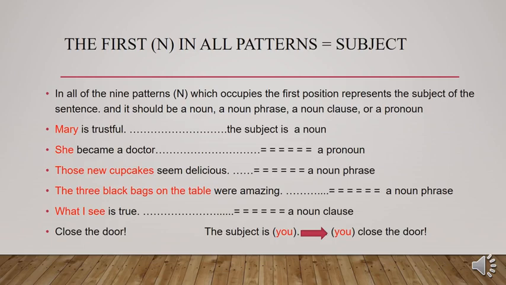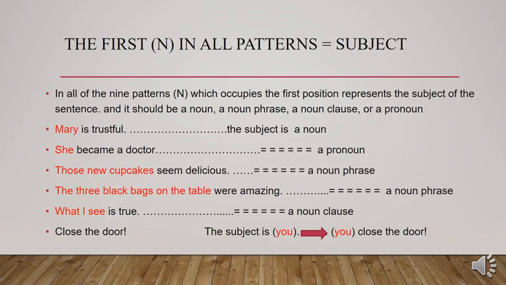In the last sentence, we have close the door. The verb in this sentence is close. Before the verb, we have nothing. But if we have nothing, does it mean that we don't have a subject? Of course, this sentence is an imperative sentence. It is a command. With commands, we don't have an apparent subject. In fact, the subject is hidden. The subject is invisible. Still, we have a subject. The subject is you.